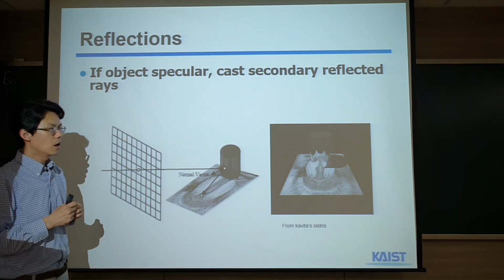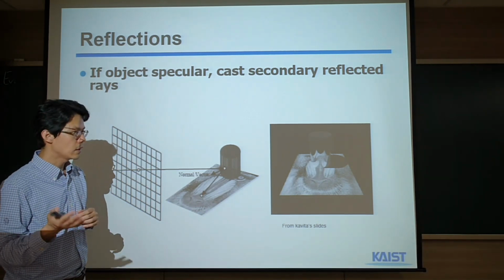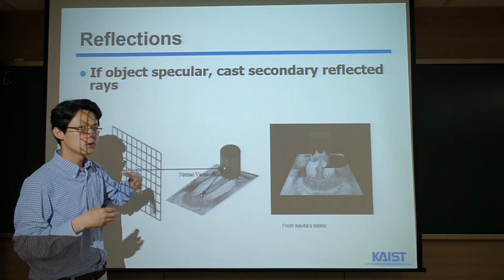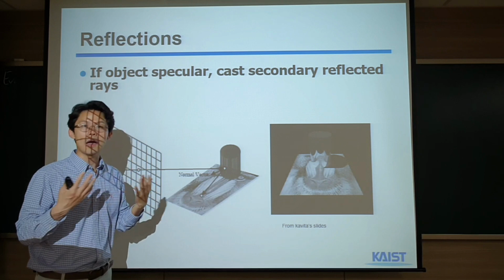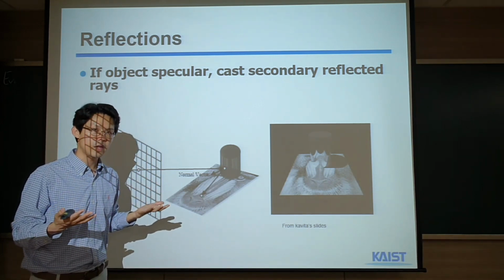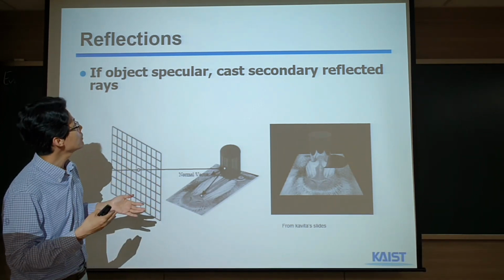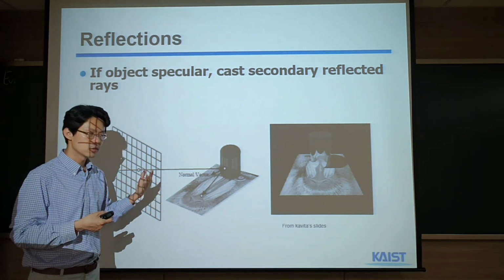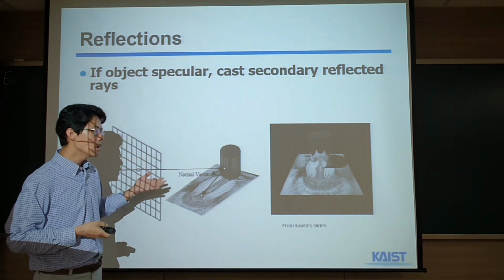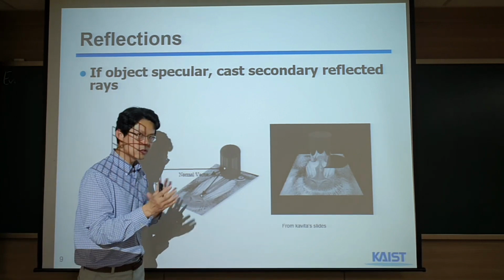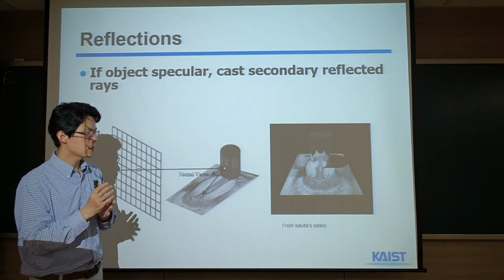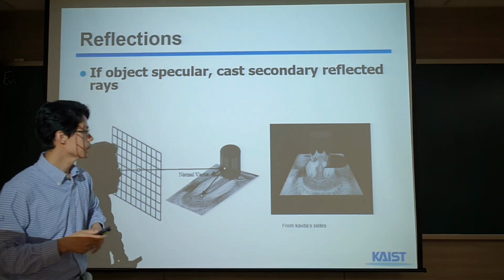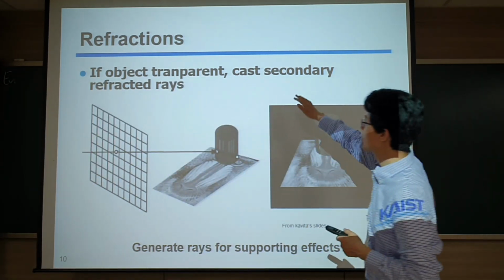But in the case of rasterization, if you want to support a certain effect, we need to create some maps, right? Maps such as textures, right? But in the case of ray tracing, if you want to support a certain effect, we just generate another ray. That's the main differentiation between the concept of rasterization and ray tracing. Now let's talk about refraction.